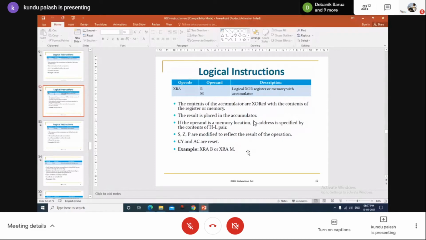And if the accumulator content is 0, then the zero flag will be set, the parity flag will be set, and the sign flag will be set in the flag register. But the carry and the auxiliary carry, AC, will be reset. So try to follow the logical operations and their consequences in the flag register. Rotate, I have already explained: rotate right via carry, rotate right without carry, rotate left as well as rotate left via carry.